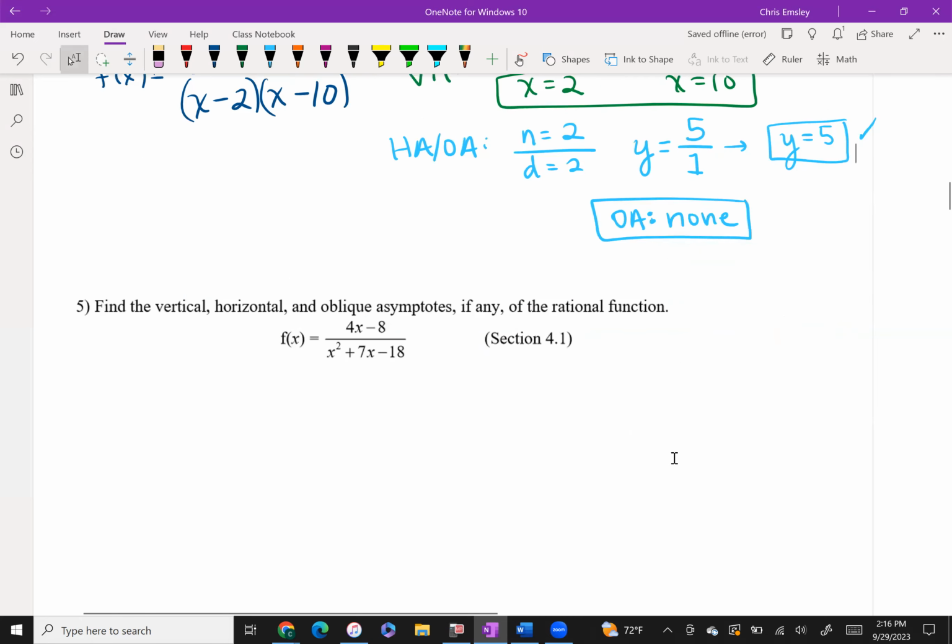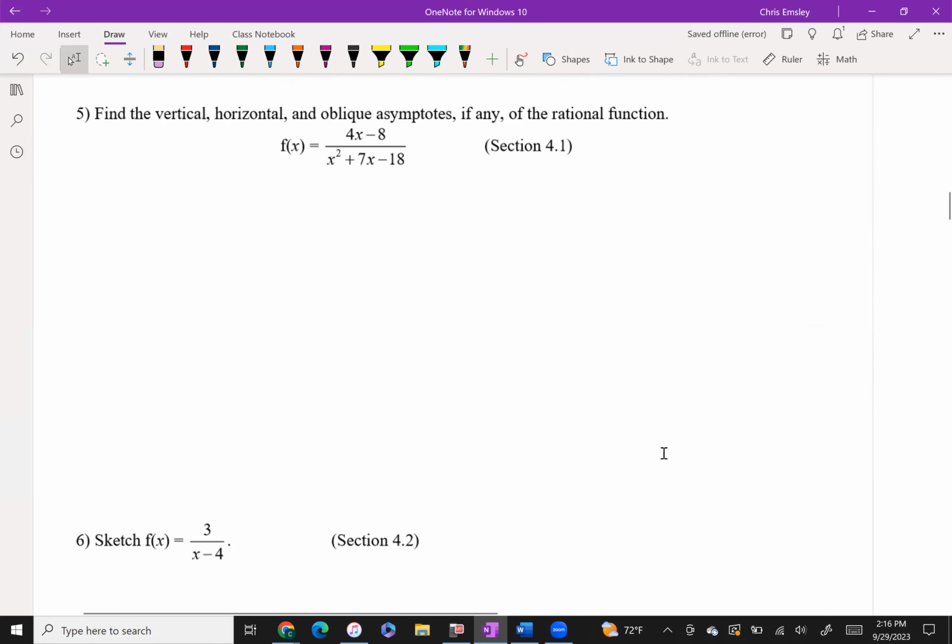Number 5, same question, different function. So let's take a look again. Before we go too far here, I just want to factor and see what our function looks like in its factored form. Up top, I can pull out a 4. On the bottom, I can factor that.